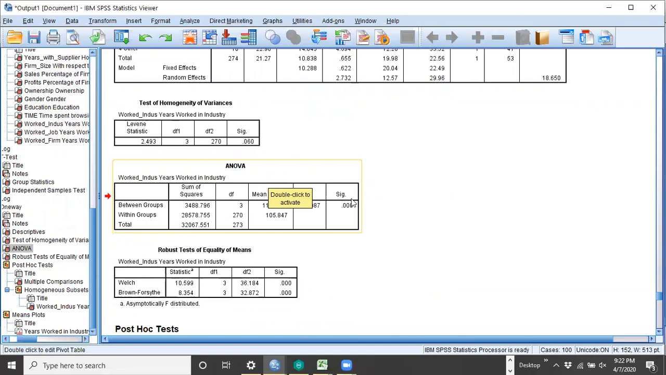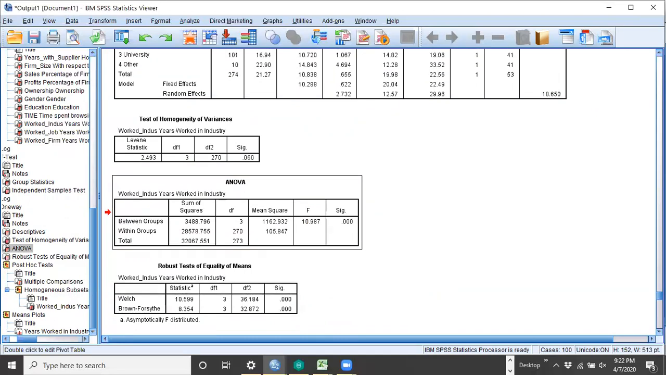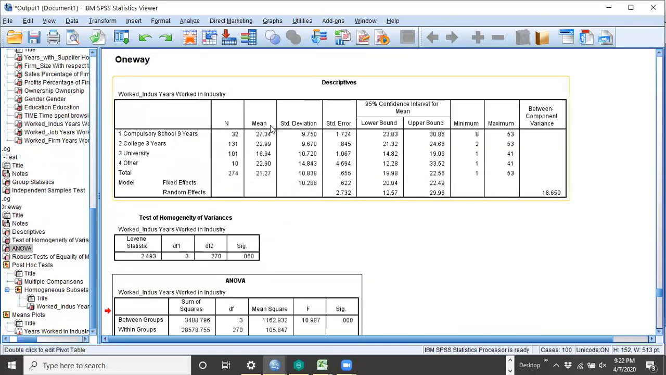This is where we determine, okay, is there a difference? So what would be the null hypothesis for this? The generic null hypothesis would be that there is no difference between levels of education in terms of years worked in the industry. Okay, so we said that before we actually start reading all these tables. So we're trying to determine if there is a difference between people with different education levels in terms of years worked in industry. We determined that the assumption for equality of variance is met thanks to Levene's test.